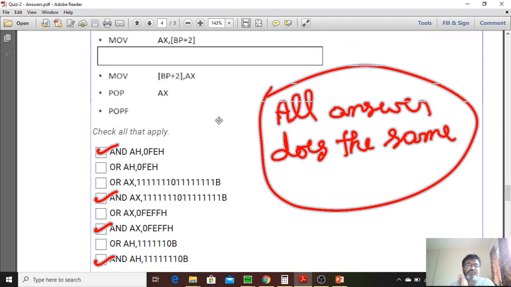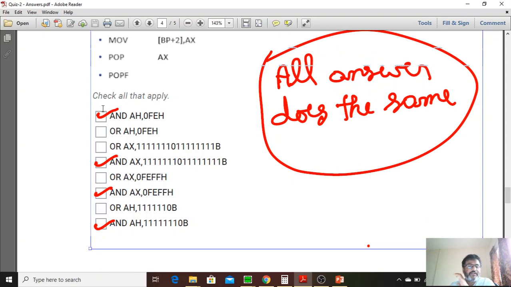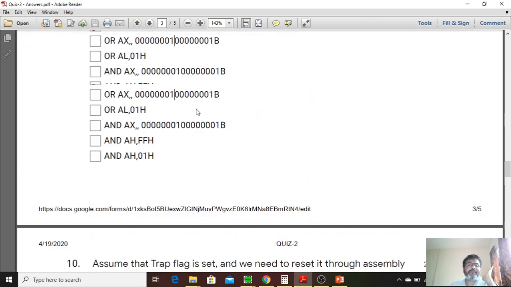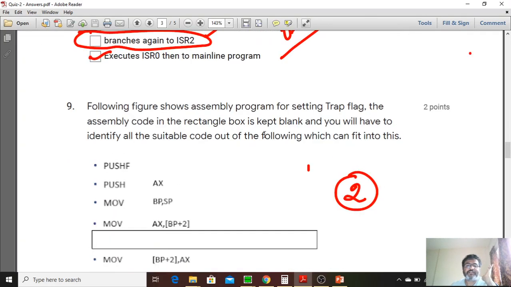This is a tricky question. Okay, so these four are the answers. Okay, why these four are the answer? Because all this and this, okay, does the same thing. These four do the same thing. Okay, so four are the correct answer. That's why it said, right? Select all the correct code out of the options given below, which can fit into the code in the box. Similarly, this one also.